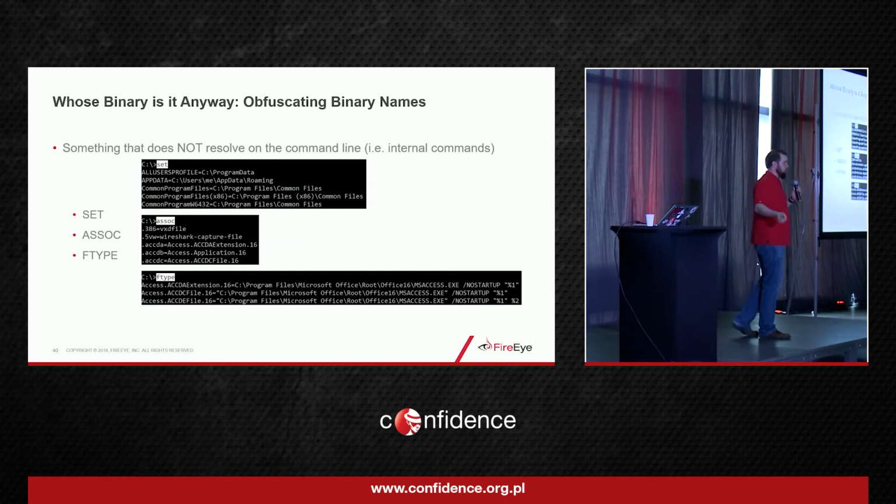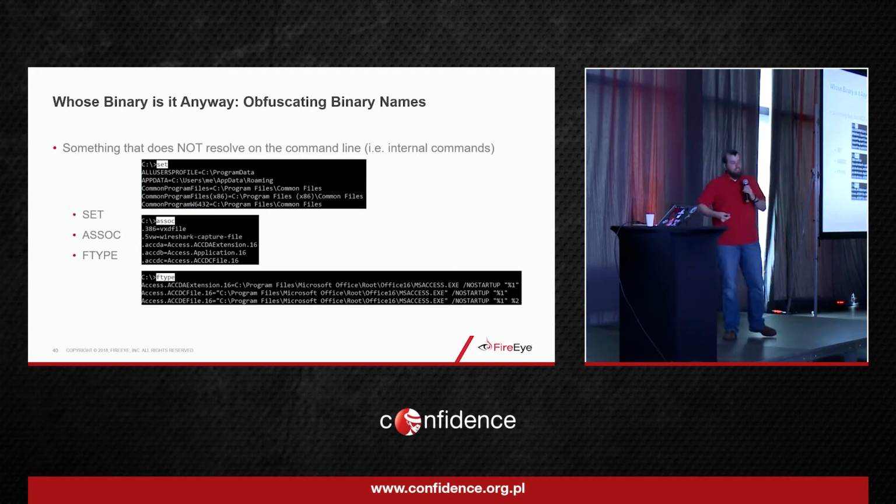These don't spawn extra processes. These are internal to command: set, assoc, and ftype. Set will show you all the environment variables and their values. Assoc will show you the association between a file extension and an associated type. And then ftype will take that associated type and map it to the binary and arguments it needs to run. So assoc and ftype are very similar. But why did I come down to these 3?